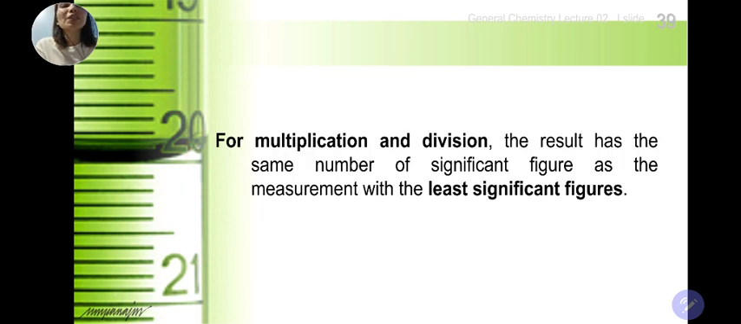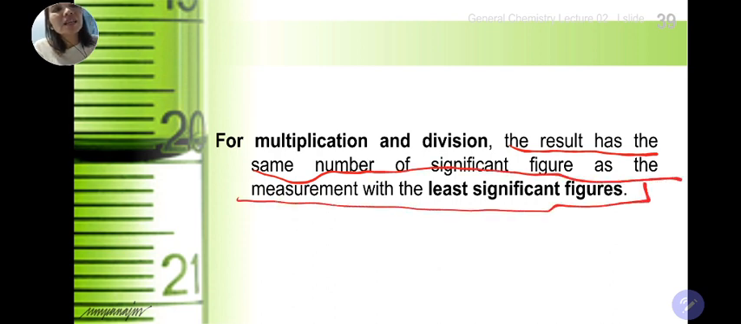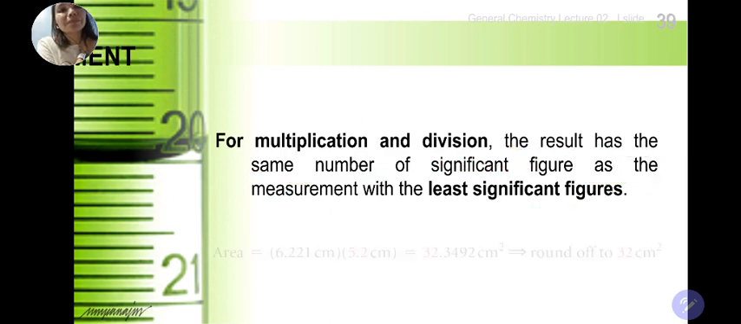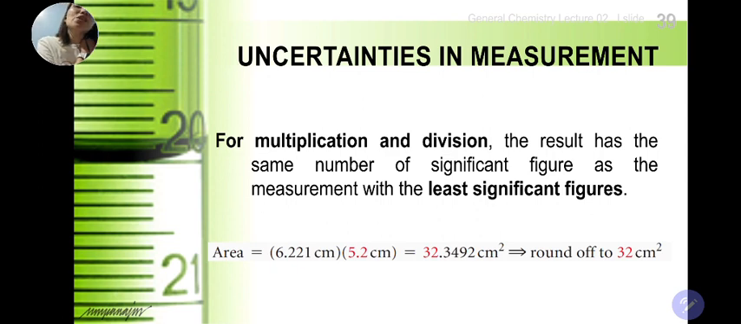And then next, for multiplication and division, the result has the same number of significant figures as the measurement with the least significant figures. So, yung may pinaka-konting significant figures, ang susundin natin sa pag-report na answer natin. So, for example, in computation of the area, we have this given, 6.221 cm and 5.2 cm. Imumultiply natin siya. Ang sagot is 32.3492 centimeter cube.